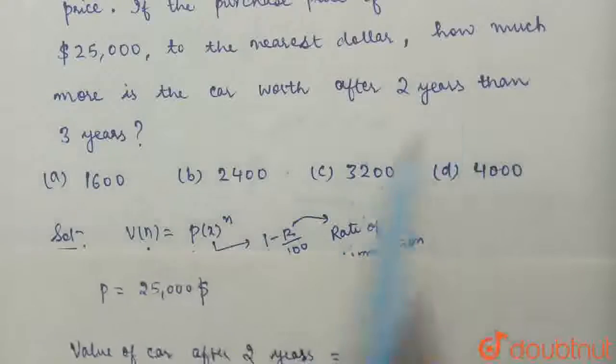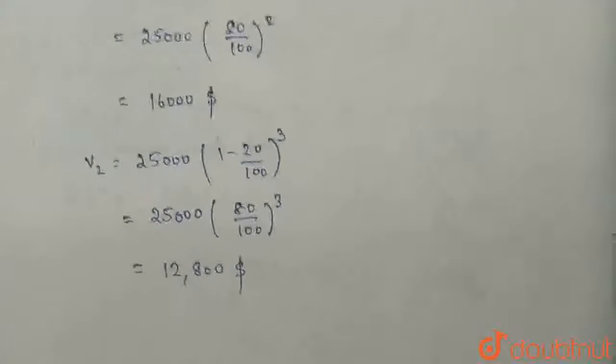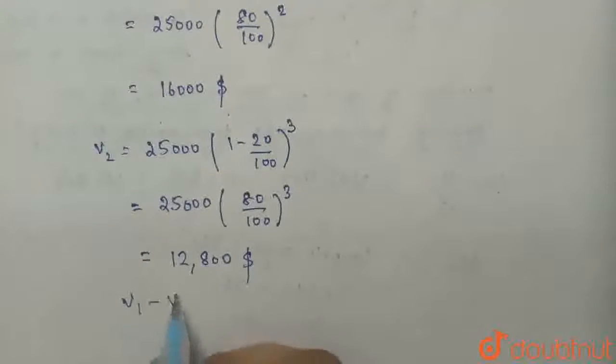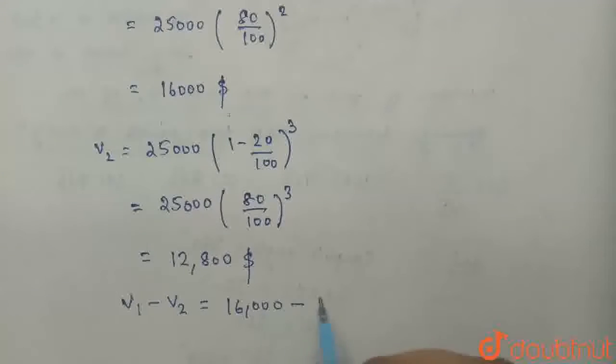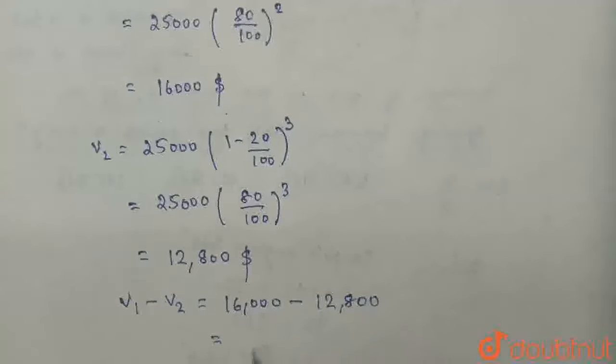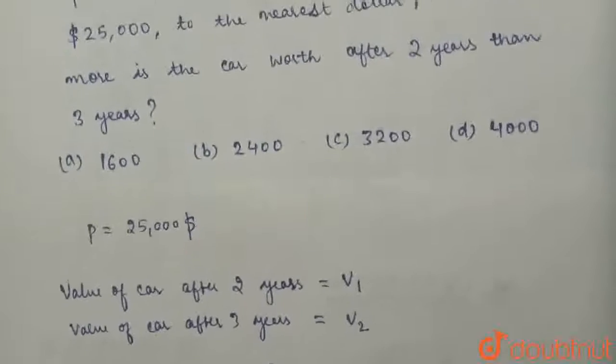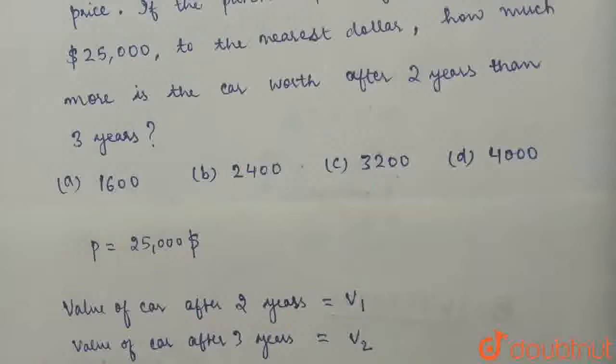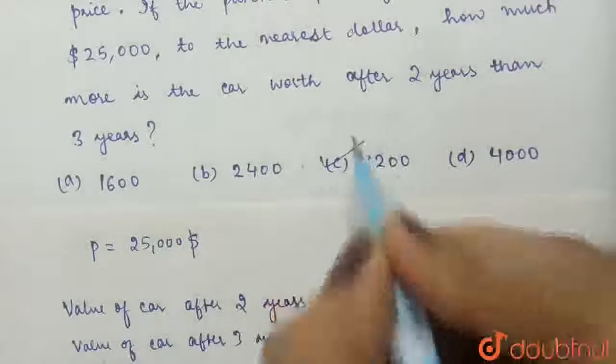So now the question wants to know how much more the value of the car is after 2 years than 3 years. So we need to calculate V1 minus V2, that is 16,000 minus 12,800, that is $3,200. So the value of the car after 2 years is $3,200 more than after 3 years. So our option C is correct.